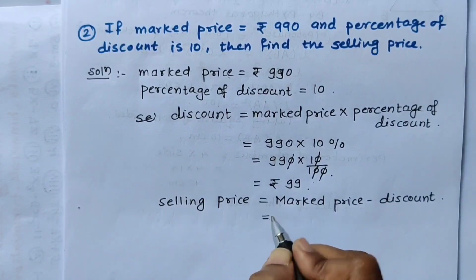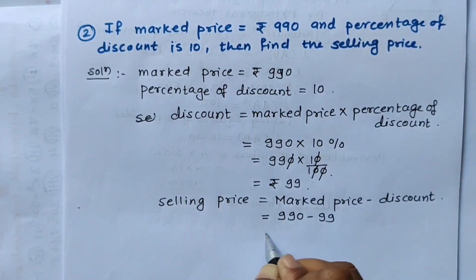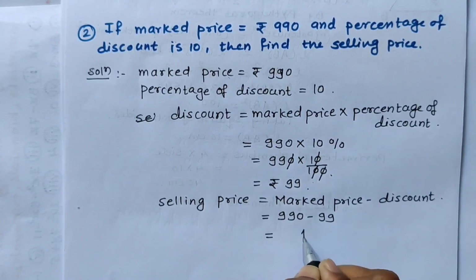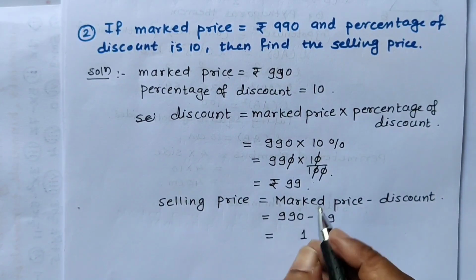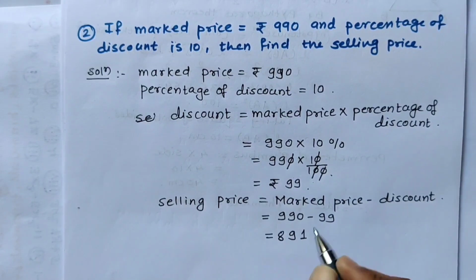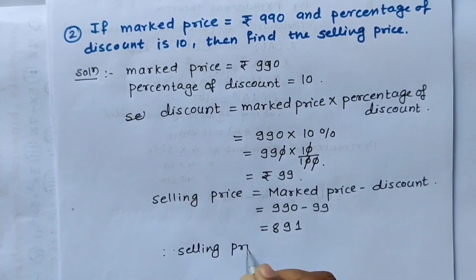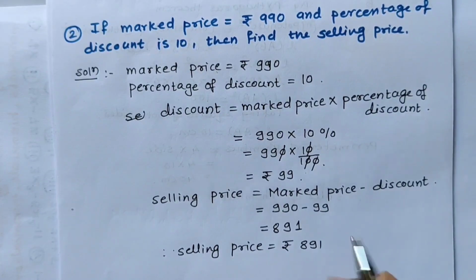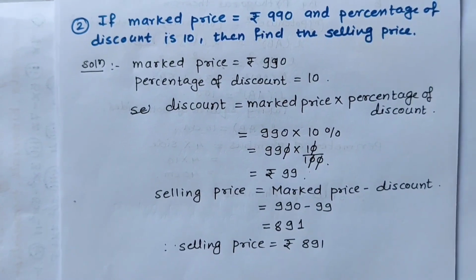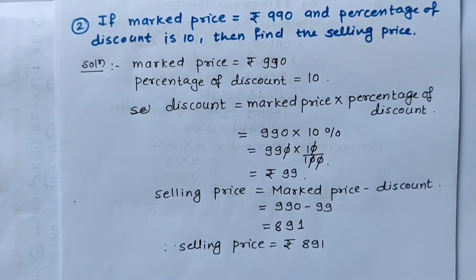So marked price is given 990 and discount is 99. So 990 minus 99: 0 minus 9 cannot be done, so borrow, 10 minus 9 is 1, 8 minus 9 again cannot be done, so 18 minus 9 is 9, and 8 is 8. So therefore selling price is equal to rupees 891. In this way you can solve the second sum. First we have to find out the discount and then we can find out selling price.